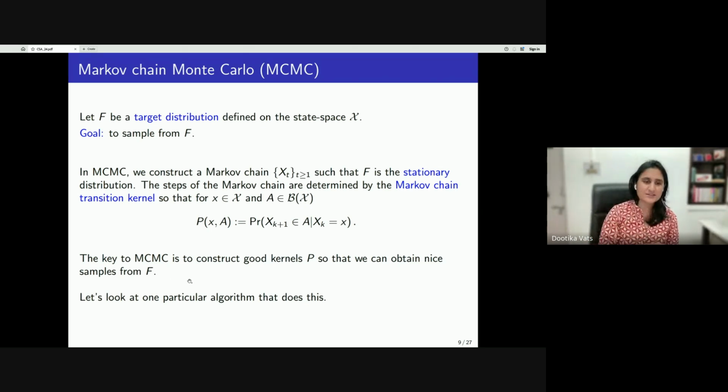The key to MCMC algorithms to get nice samples from distributions F is to construct good kernels P. So if I can construct good kernels P that are efficient, take less time, and converge very quickly in terms of its Markov chains, that's a good kernel. Okay, so let's look at one particular algorithm. What seems very strange is that F is given to us, and now we have to build a Markov chain that targets F, that has F as its stationary distribution. This seems quite daunting, but there's an algorithm that is able to do this for us quite easily.